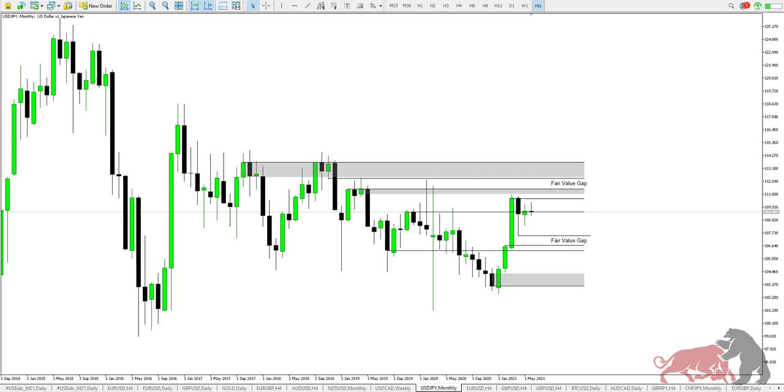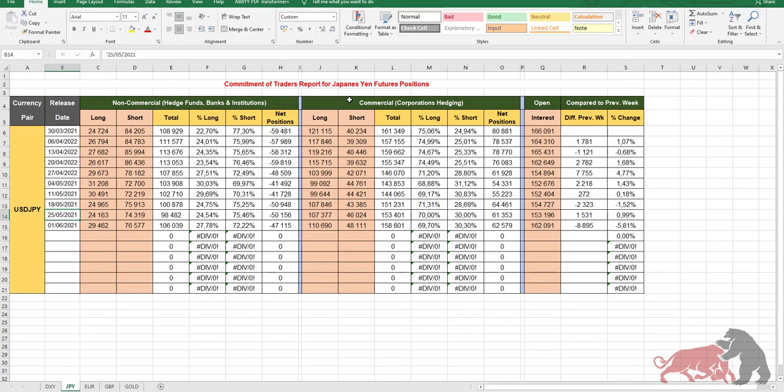Now I'm going to my COT report, and I'm on the Japanese yen futures positions. When we look at the period from the 30th of March up until the 1st of June, mainly on the commercials, I normally use the commercials. Last week they increased their long positions, the previous week they took slight profit, and the weeks before they increased. On the short side, they increased their short positions for the past 2 weeks. On the long positions, they first took profit, and then last week increased their longs.